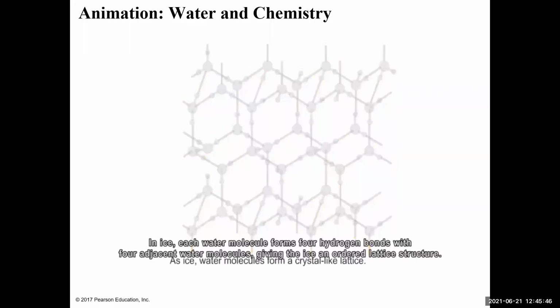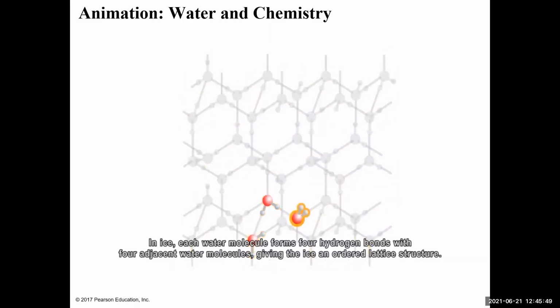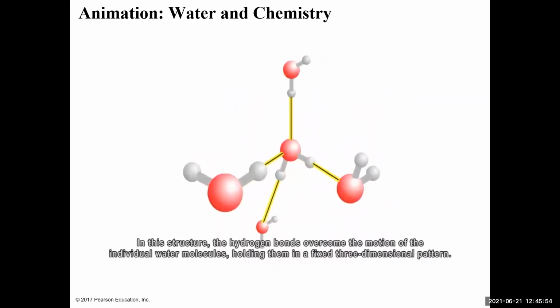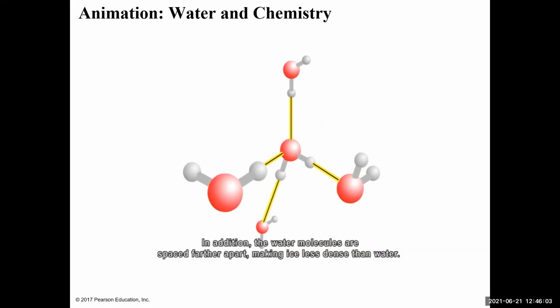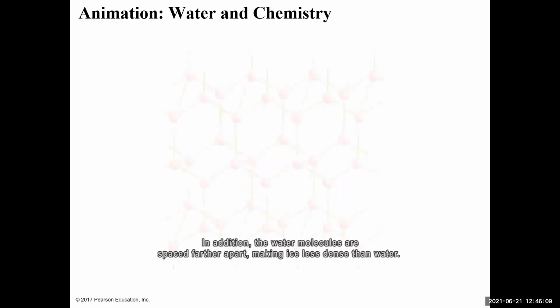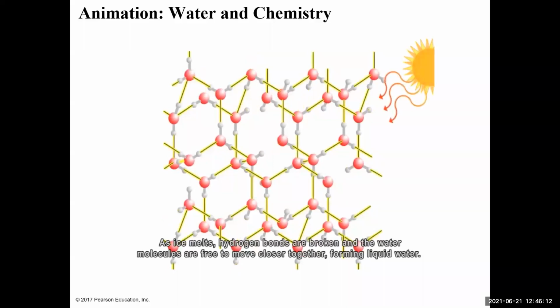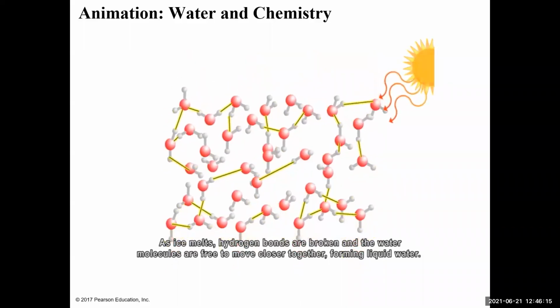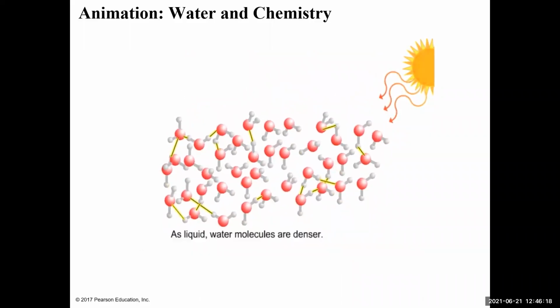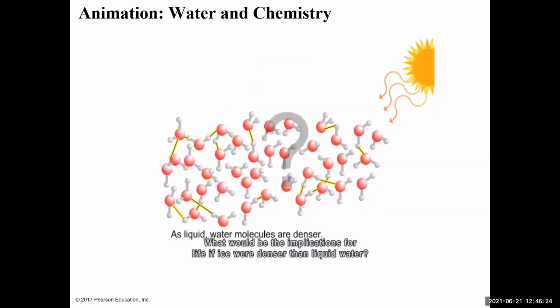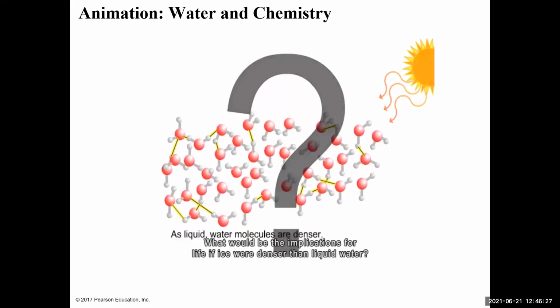In ice, each water molecule forms 4 hydrogen bonds with 4 adjacent water molecules, giving the ice an ordered lattice structure. In this structure, the hydrogen bonds overcome the motion of the individual water molecules, holding them in a fixed 3-dimensional pattern. In addition, the water molecules are spaced farther apart, making ice less dense than water. As ice melts, hydrogen bonds are broken, and the water molecules are free to move closer together, forming liquid water. Liquid water, therefore, is more compact or denser than ice. What would be the implications for life if ice were denser than liquid water?